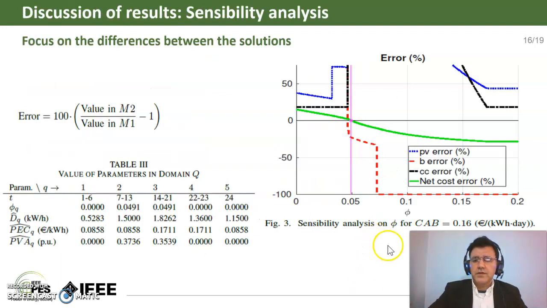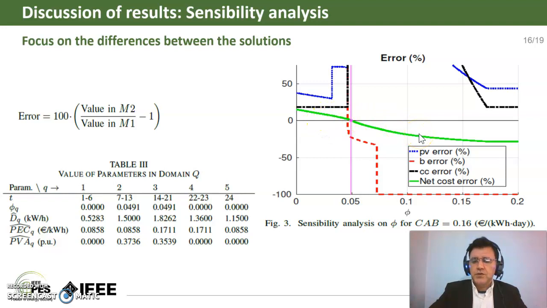The focus of the discussion here is on the difference between the solutions from both models. The value of PQ can be estimated from the available data. Here it is fitted by using a sensitivity analysis on PQ, as we can see in figure 3. The value for phi, as indicated on table 3, was selected because it corresponds to a zero error in net cost, which is represented by the green line.